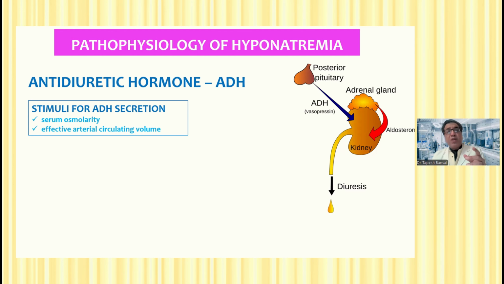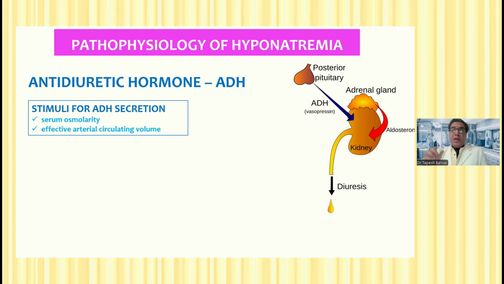Now the second stimulus is effective arterial circulating volume. If the effective arterial circulating volume decreases, all right, then this is an overriding signal. Even if the serum osmolarity is increased or decreased, this will be the overriding signal, because ADH will lead to retention of water and it will try to maintain the effective circulating volume.